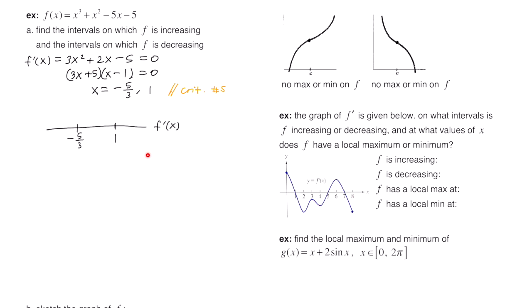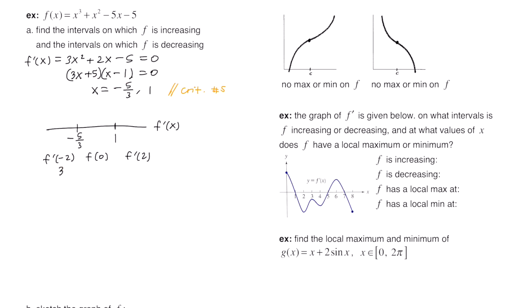So here we set up a number line for f prime. I wrote down our critical values, and we're going to test numbers in between them. So we'll test a number to the right of 1, we'll test a number in between negative 5/3 and 1, and then we'll test a number to the left of negative 5/3. So we're going to plug in negative 2, and then make sure when you plug it in, you're plugging it into f prime. So when you plug in negative 2, you can plug it up here, or you can plug it in right here. Sometimes this is a little bit easier.